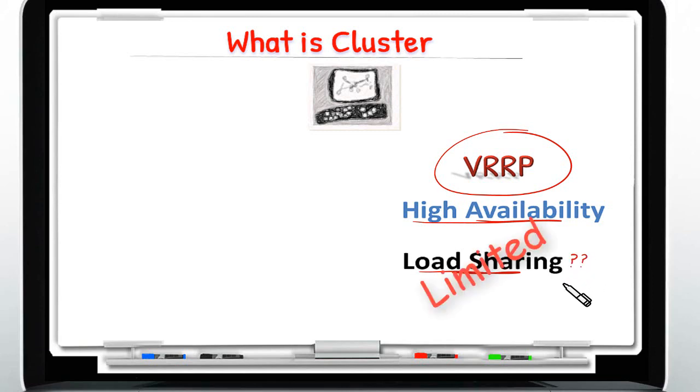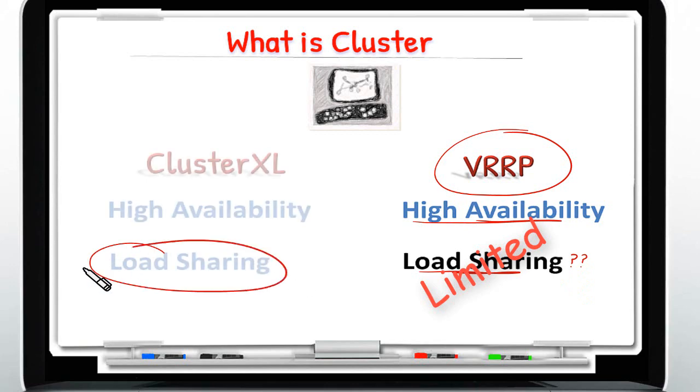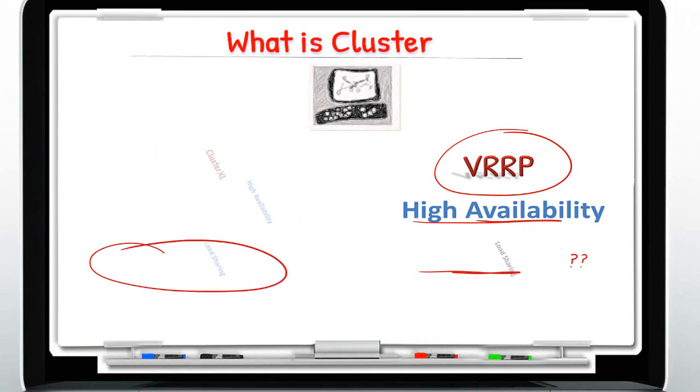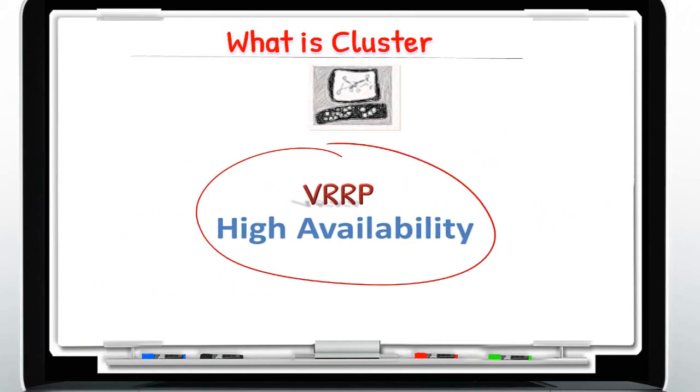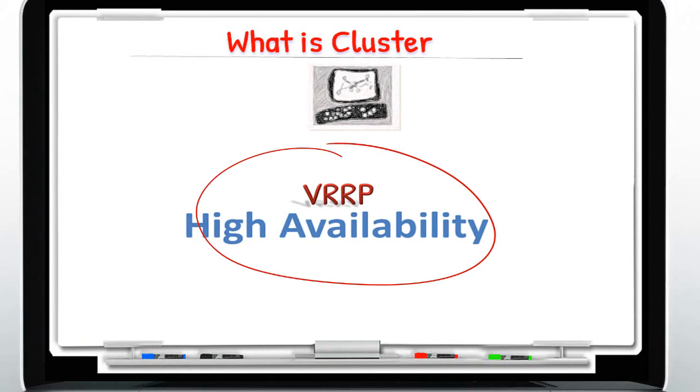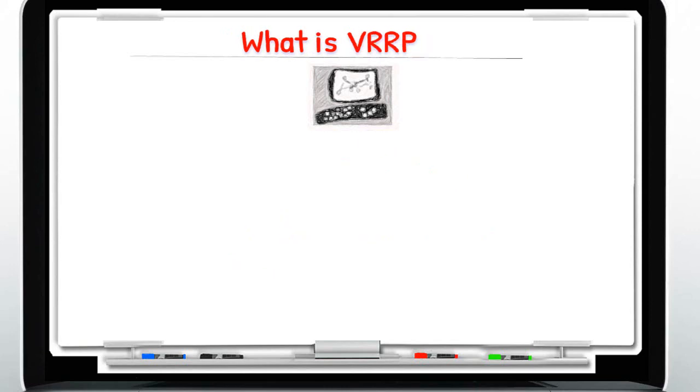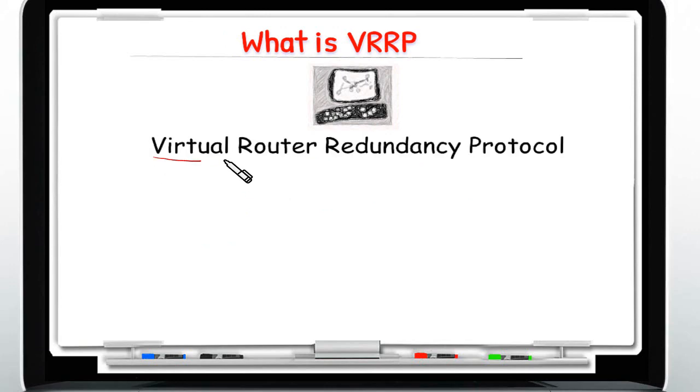And so if you really need to do load sharing, best practice is to use ClusterXL in the load sharing solution. And so in this video, we'll be discussing VRRP in a high availability solution. But first of all, let's define what VRRP stands for. VRRP stands for Virtual Router Redundancy Protocol.